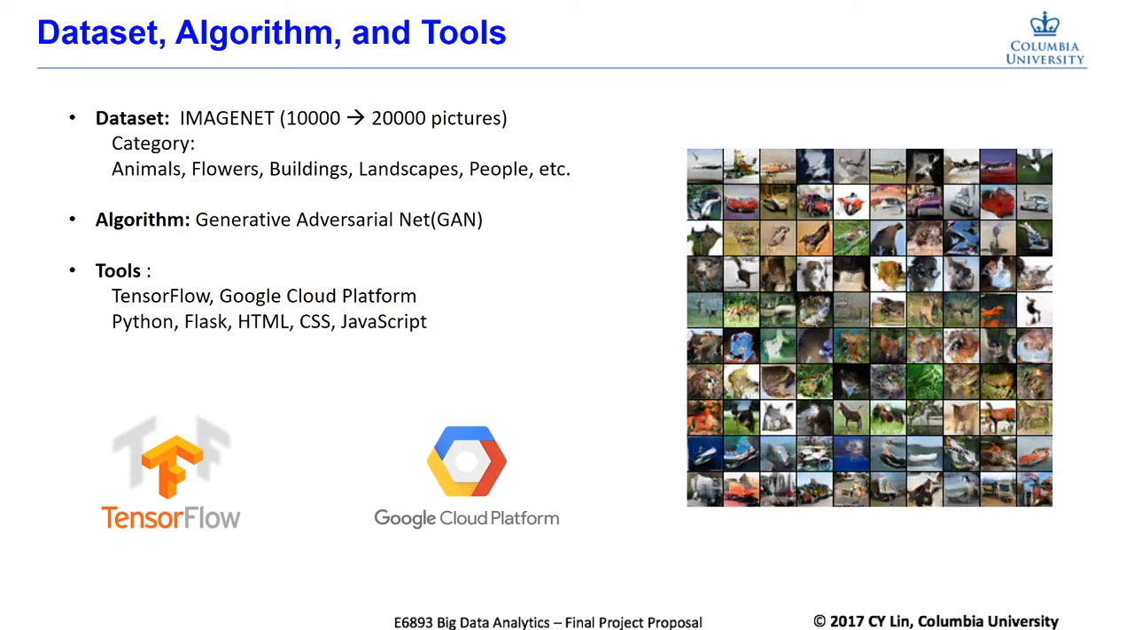The main tool we are using is TensorFlow, where we build our model. And on the Google Cloud Platform, we train our model. The main programming language we're using is Python. And we also implemented Flask, HTML, CSS, JavaScript for the web application. The main dataset we're using is from ImageNet, where we have 20,000 pictures of various categories.